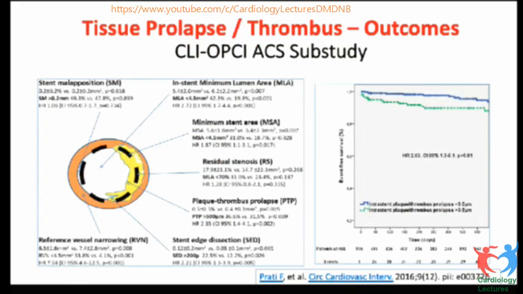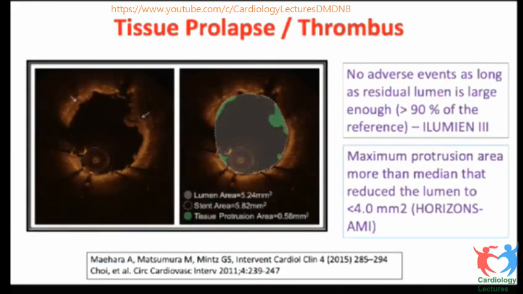So when you find a big tissue prolapse, nobody knows what the exact criteria are. When you feel that it is compromising your lumen, just do additional balloon dilatation to correct this. Or in case of thrombus, try to do thrombosuction. There is no specific criteria.